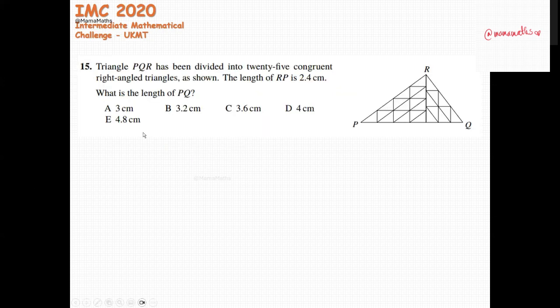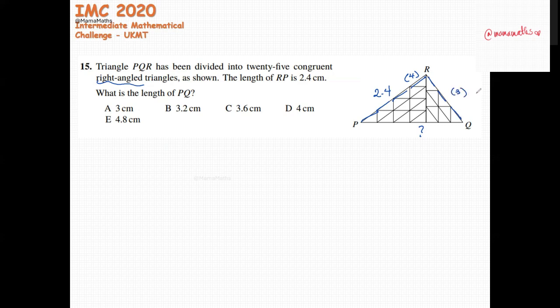And lastly, for question number 15, we have the triangle PQR that has been divided into 25 congruent right-angled triangles. Okay, this statement is important. The length of RP is 2.4. And what is the length of PQ? Now, if you notice, we have 4 triangles here, and we have 3 triangles here, or 3 hypotenuse.